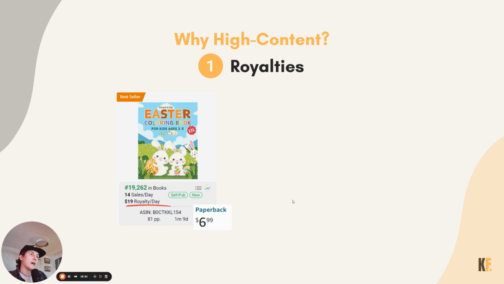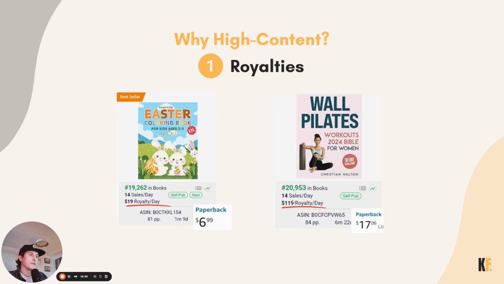But comparing this to a high content book that's also making 14 sales a day, you're actually making $119 in royalty. And this is a $17 book, which is a very standard price for a high content book. So as you can see, you have to actually have 6 of these successful low content books to warrant the same results as one high content book. Having one successful book is hard enough, so having to have 6, it's quite a big difference.